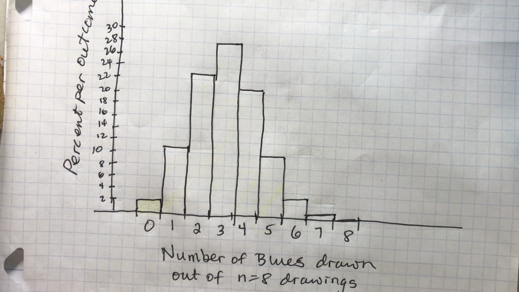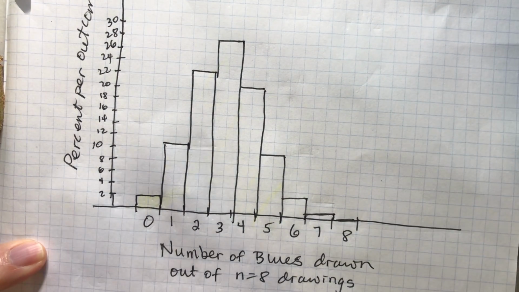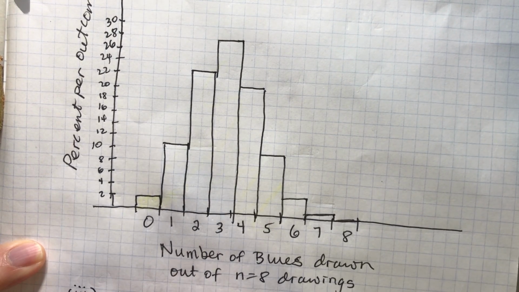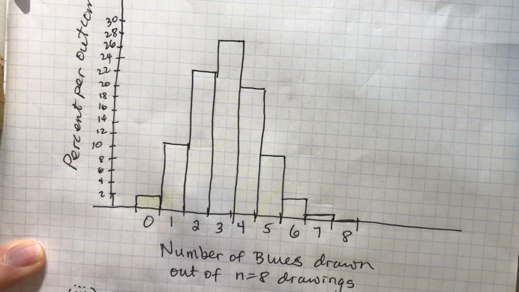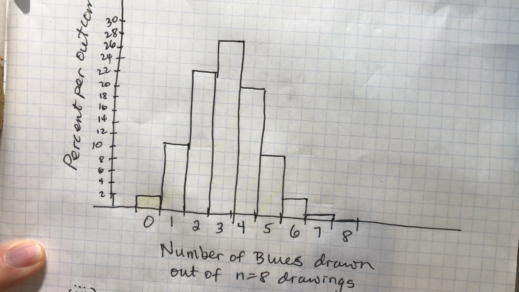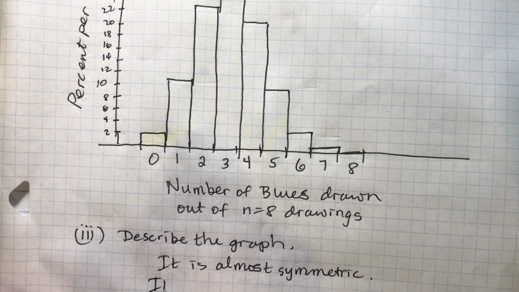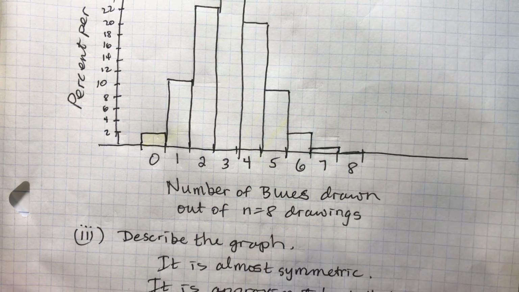And so, part 3, describe the graph. I would say it is almost symmetric. It is approximately bell-shaped, but not really that. It's a little bit off.